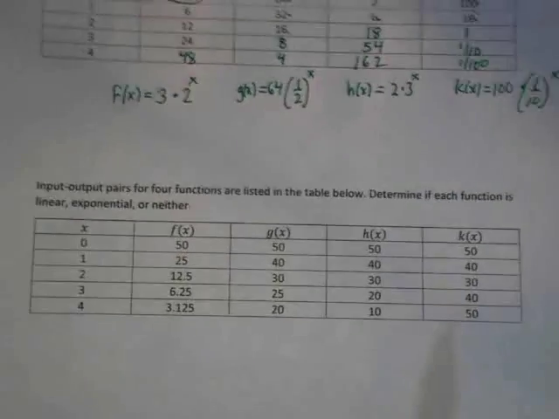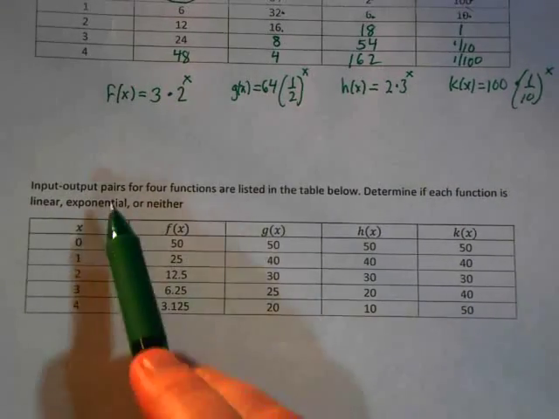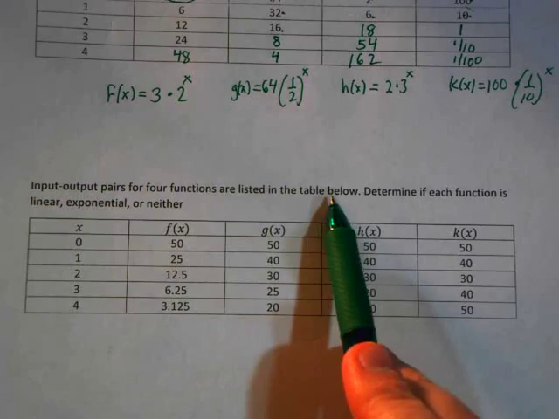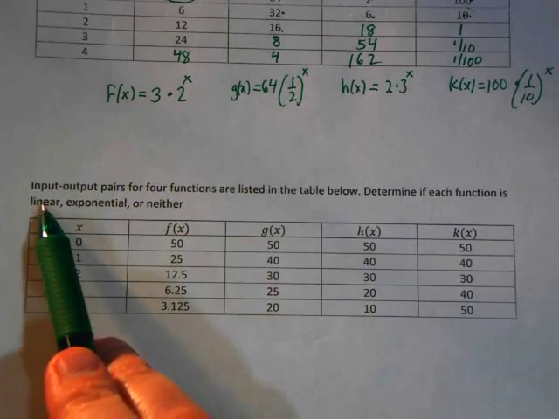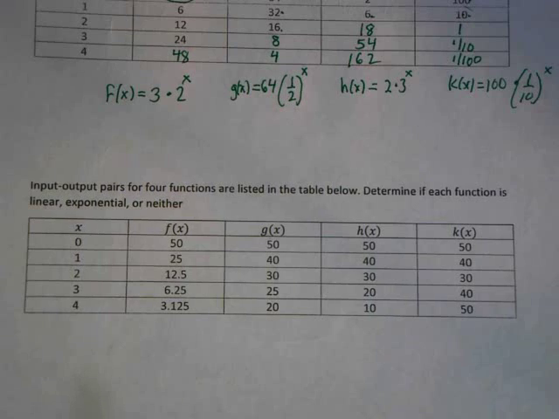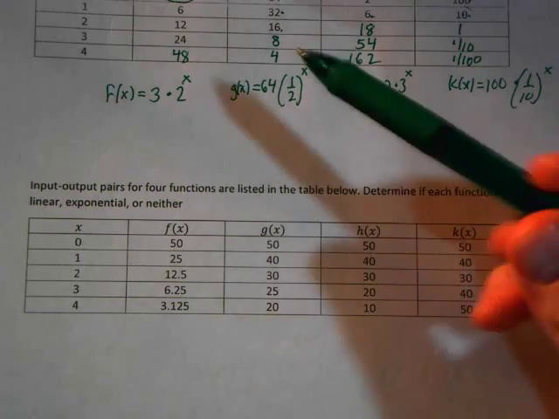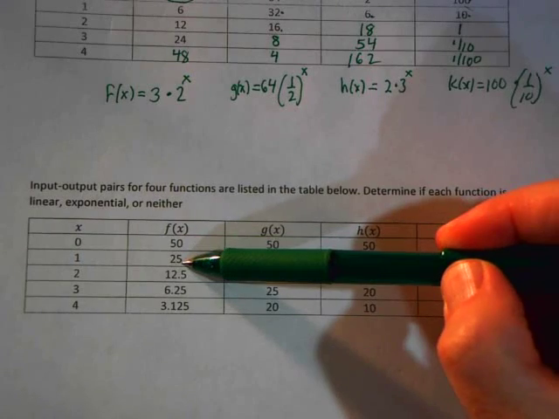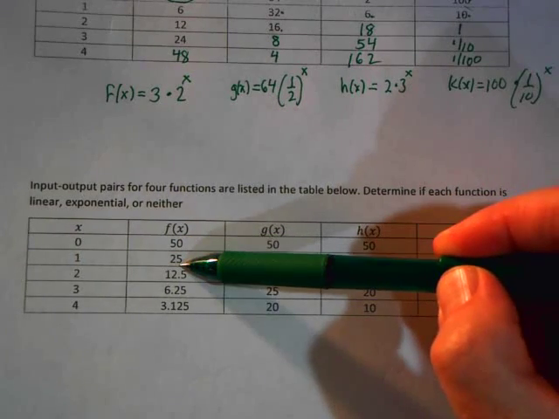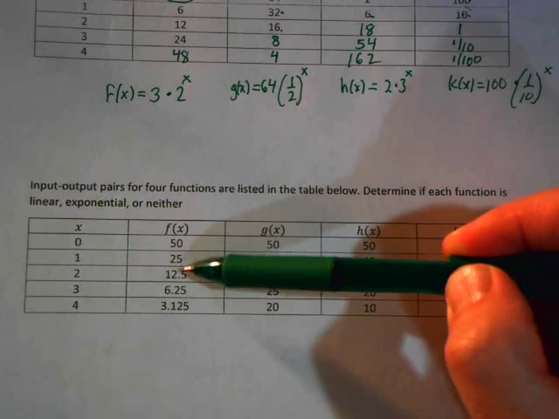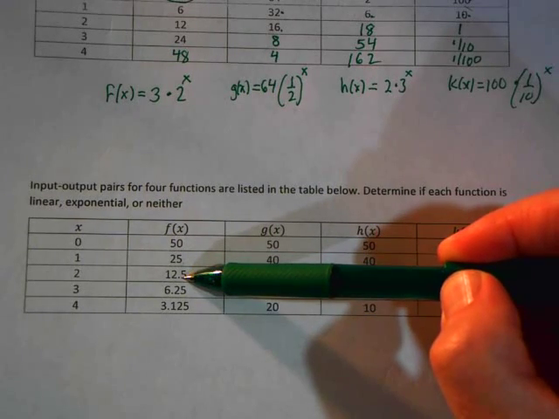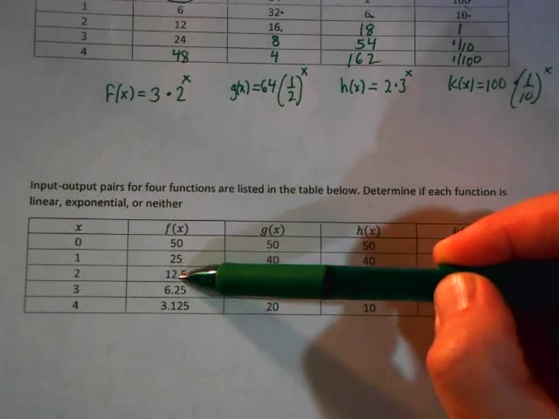All right, our final question in this section. Input-output pairs for 4 functions are listed in the table below. Determine if each function is linear, exponential, or neither. Okay, so again, the way to tell exponential is you multiply by the same number each time. And the way to tell linear is you add the same number each time. So let's see. To go from 50 to 25, if it's linear, that would mean I subtracted 25. So here I would have to subtract 25 again, I would get 0. So this one's definitely not linear because I didn't subtract 25 each time.